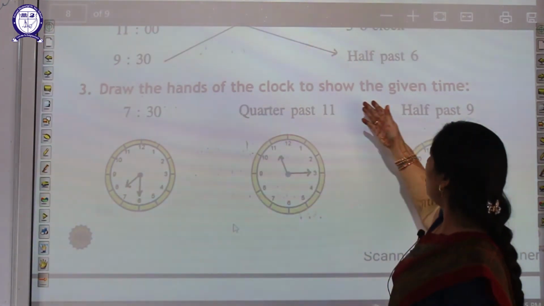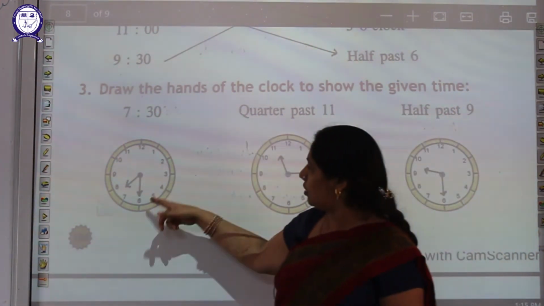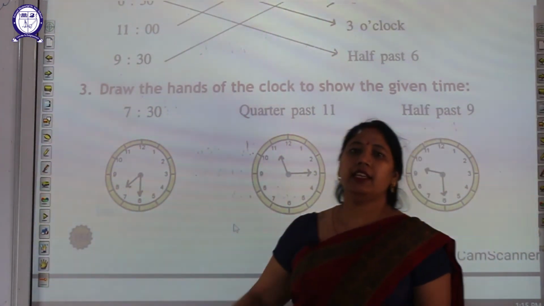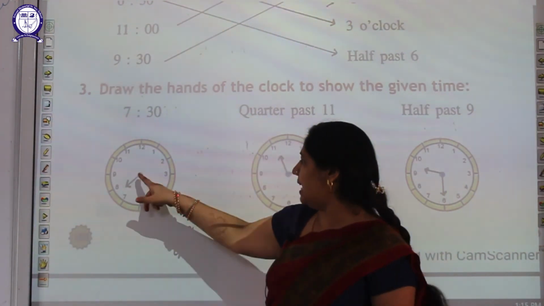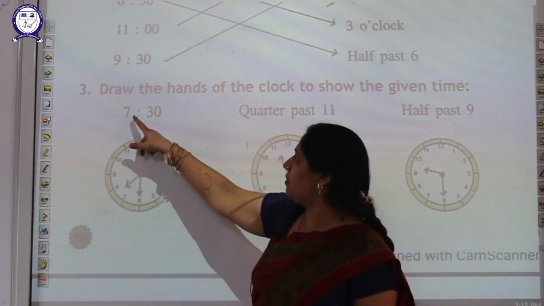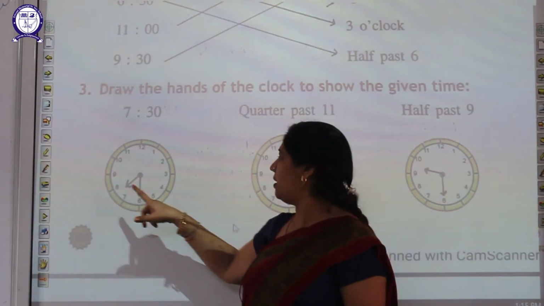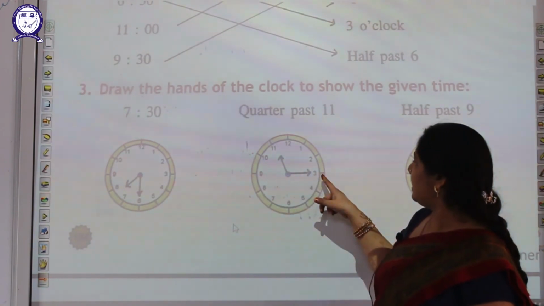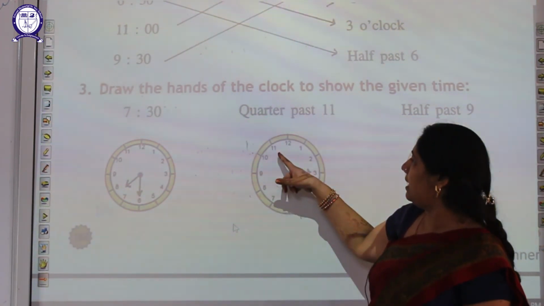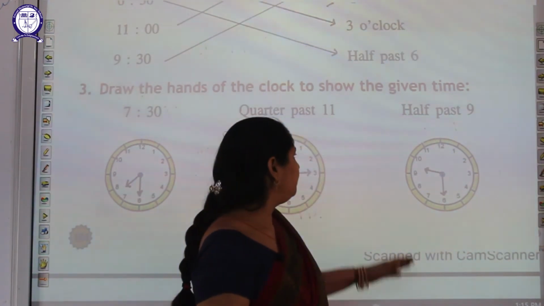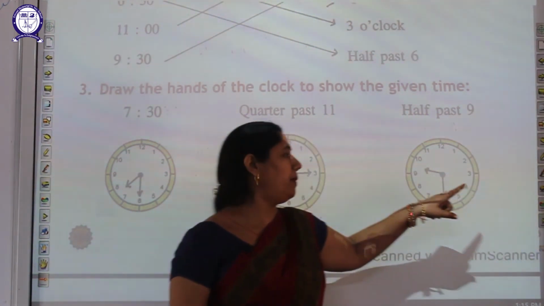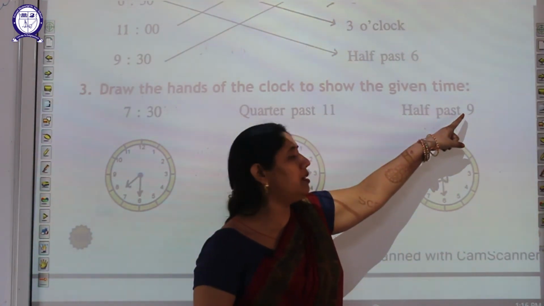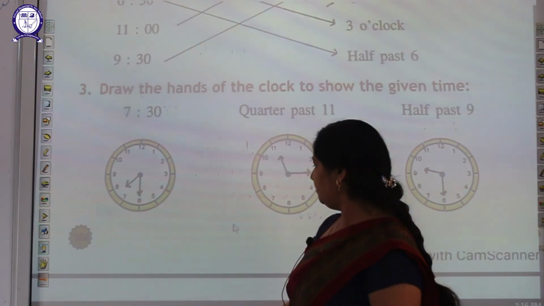Draw the hands of the clock to show the given time. So look here, 7:30. When the 30 is given, the longer hand is at 6 and the shorter hand is in the middle of the 7 and 8. Quarter past, when the quarter is given, the longer hand is at 3 and the shorter hand is near the 11. 9:30, when half past is given, the longer hand is at 6 and the shorter hand is between 9 and 10.